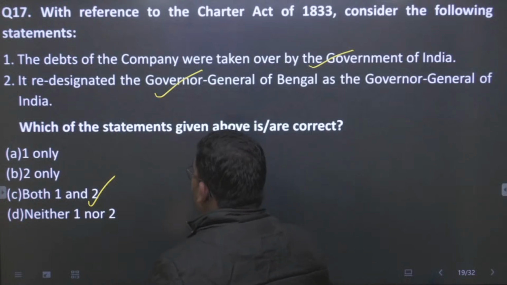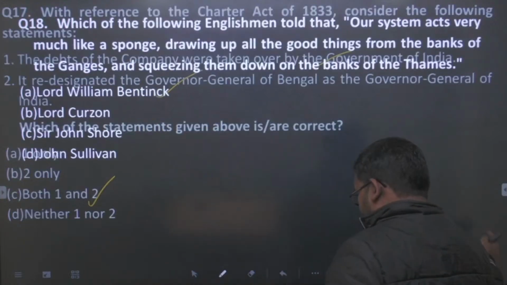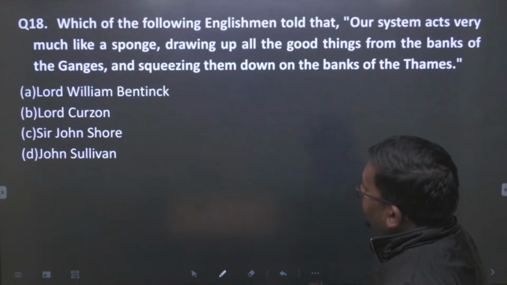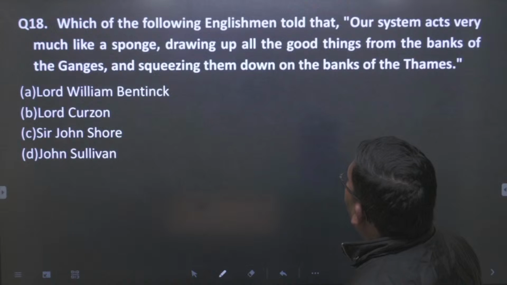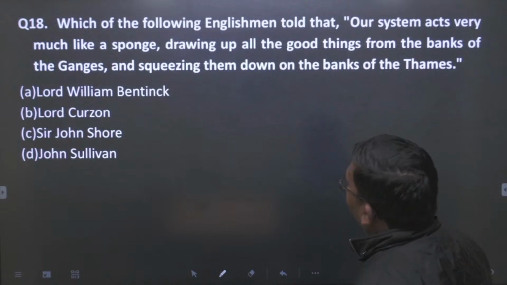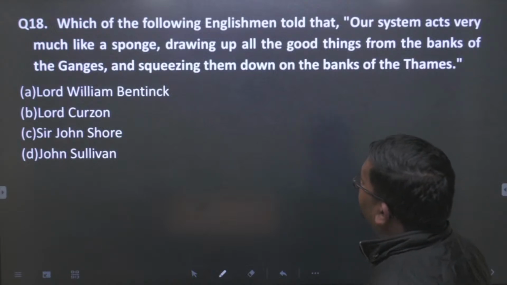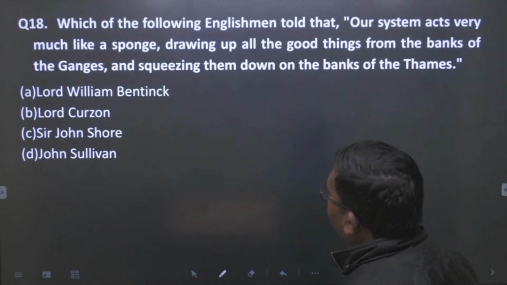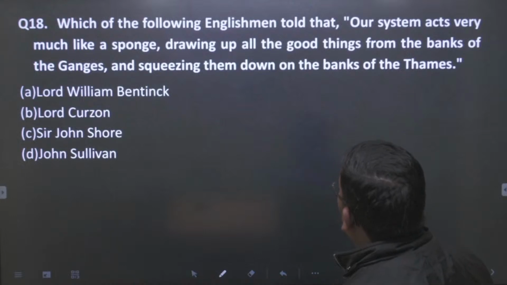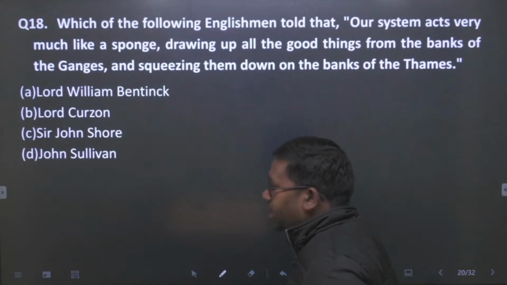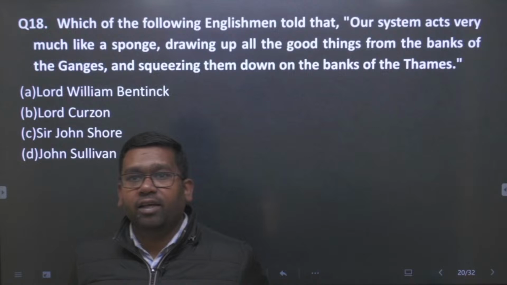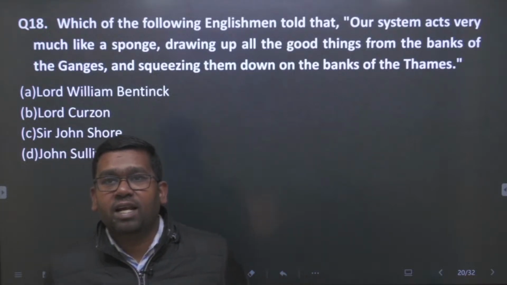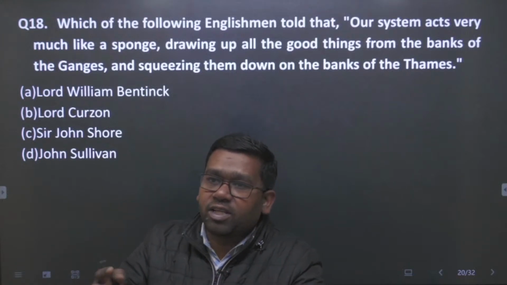So let us discuss question number 18. It is asking which of the following Englishmen said that our system acts very much like a sponge, drawing off all the good things from the banks of the Ganges and squeezing them down on the banks of the Thames. Thames is a river in England. So they are asking which of the British had said this in the context of the drain of wealth.